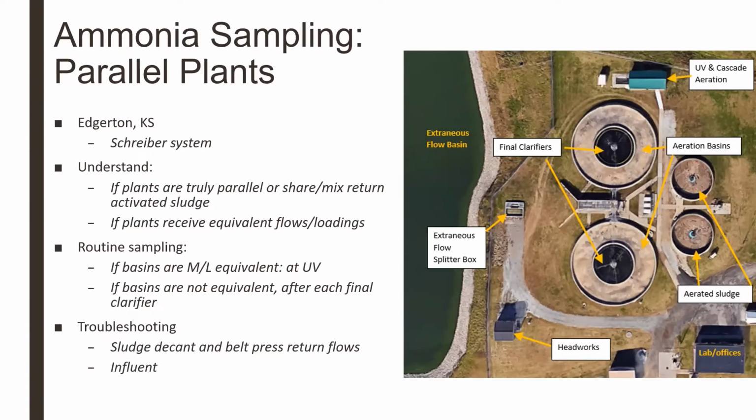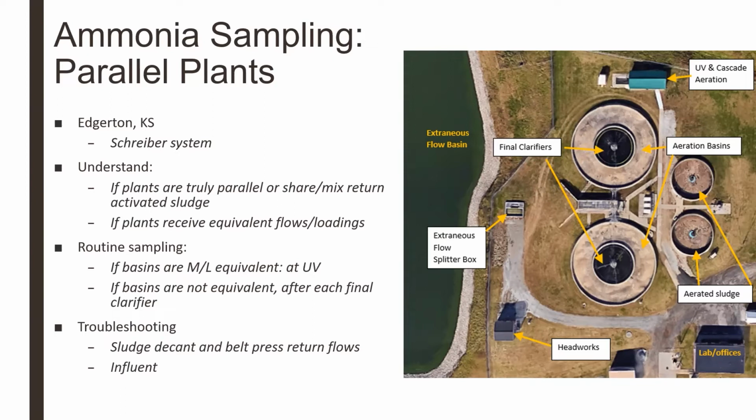So the Ellenwood SBR was an example of a parallel plant in that each basin operated more or less independently. But many facilities do have basically parallel treatment facilities. So if you're going to be sampling for ammonia there, what would you do? This is Edgerton, Kansas. They have a Schreiber system.